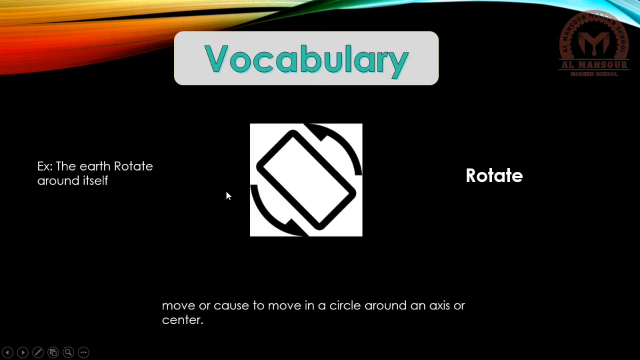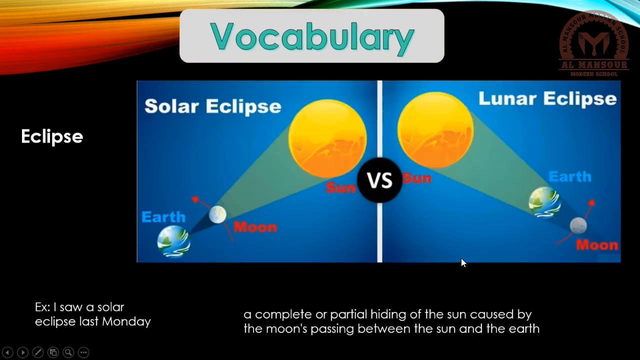Rotate. You know, in your phone, when you rotate your phone, this is called rotation, okay? When you circle around itself. Move or cause to move in a circle around an axis or center. This is called rotate or rotation. Here's an example. The earth rotates around itself.